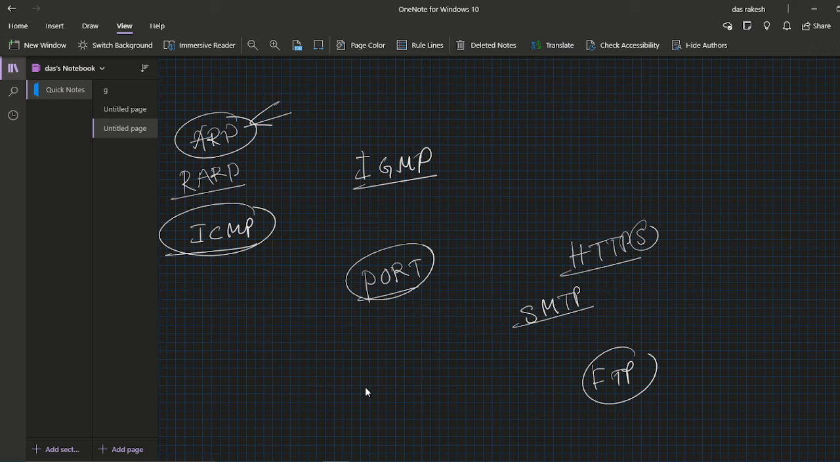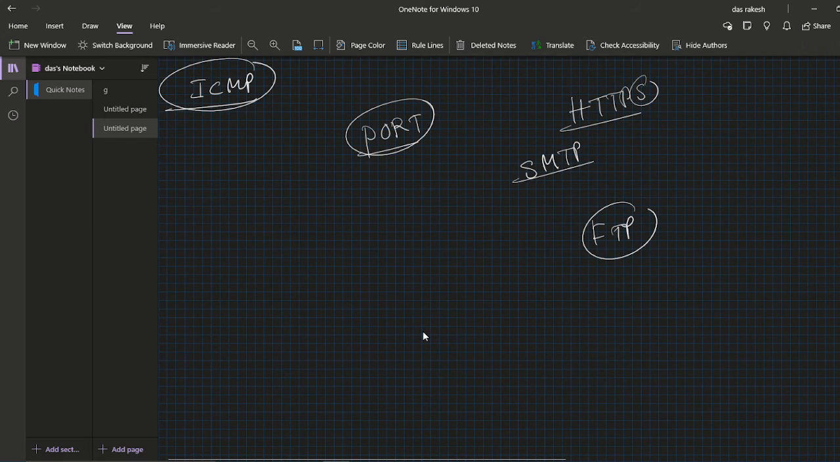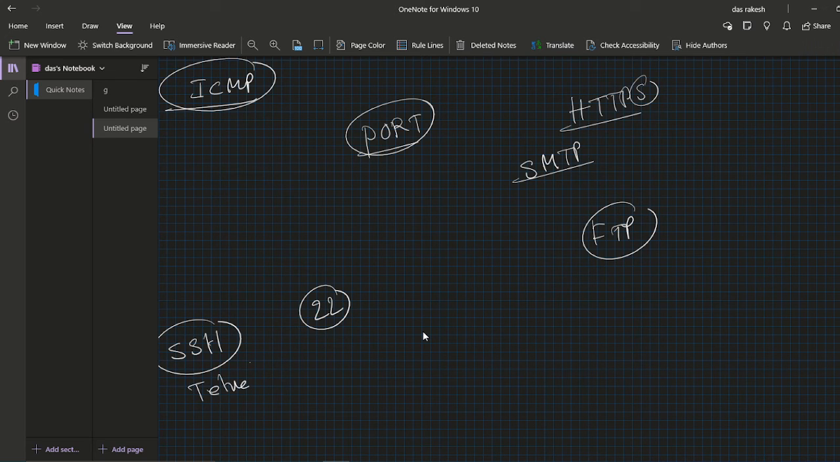So first of all, I will just discuss the important port numbers. Secure Shell, SSH: for SSH communication, the port number is 22, and the protocol is TCP. For Telnet communication, the port number is 23, and the protocol is TCP.